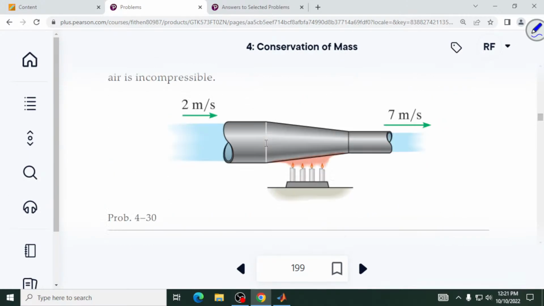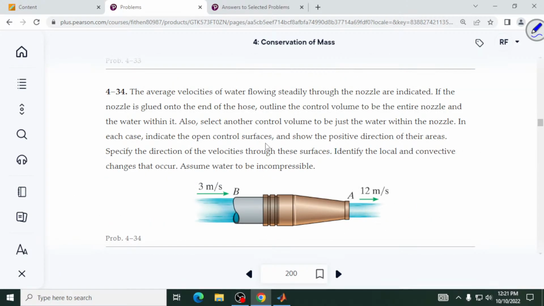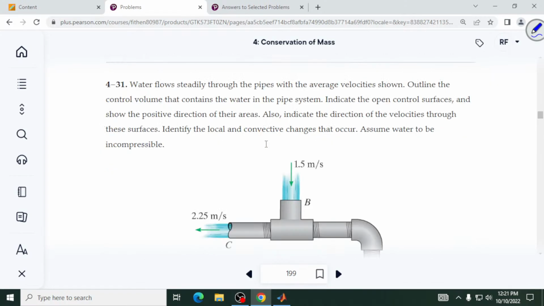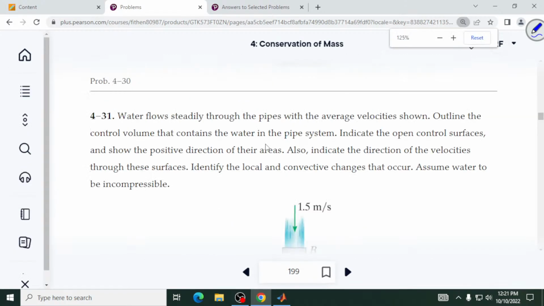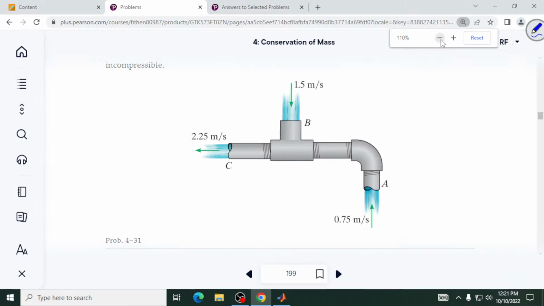Oops. Okay. When you shrink it down, the problems move around. Okay, where did it go? Am I going up or do that. There we go.